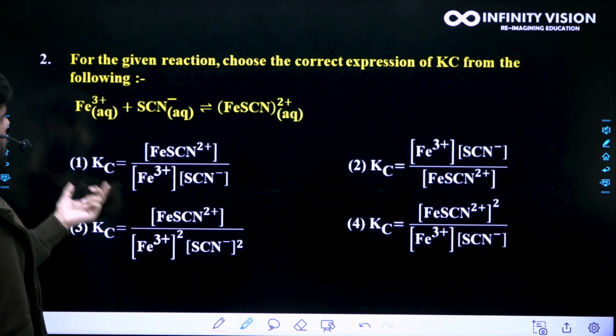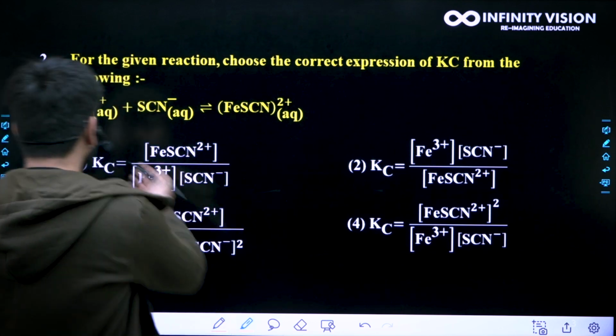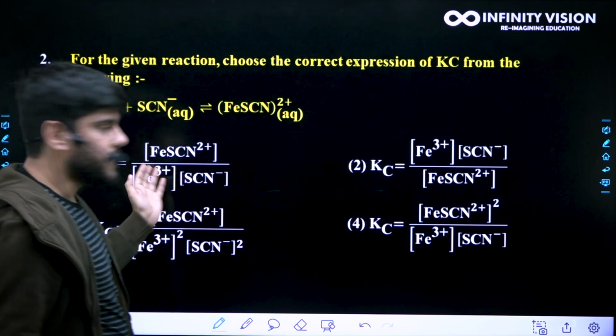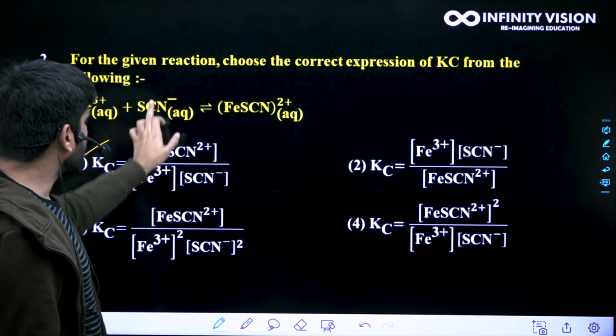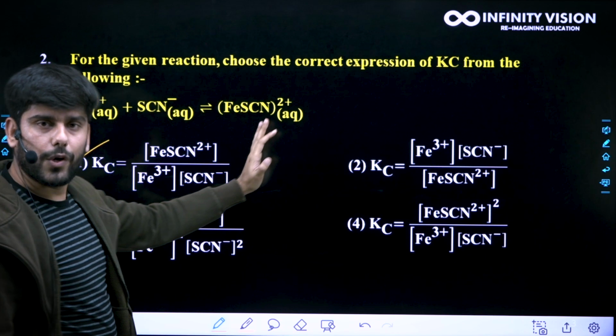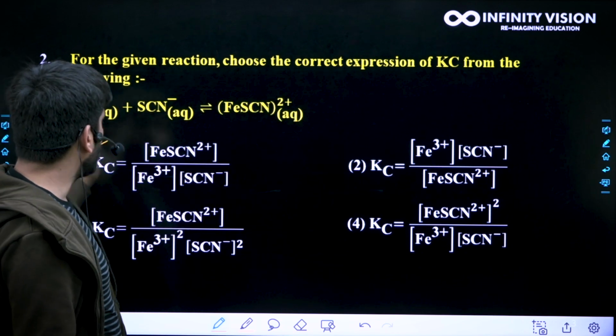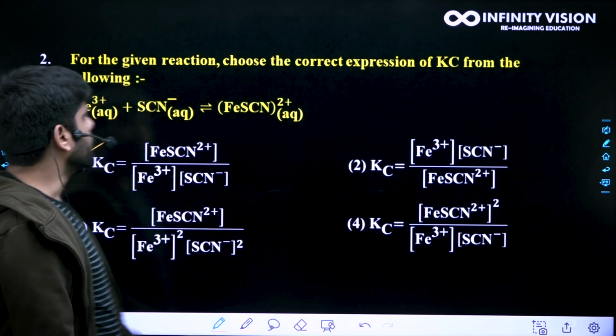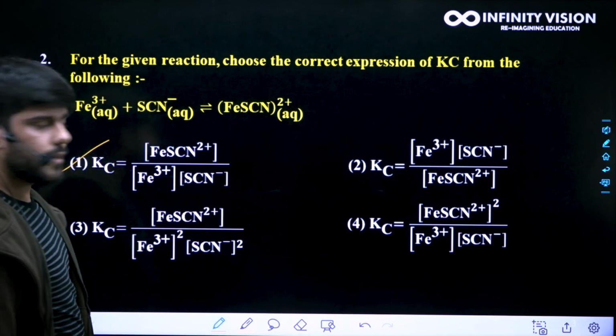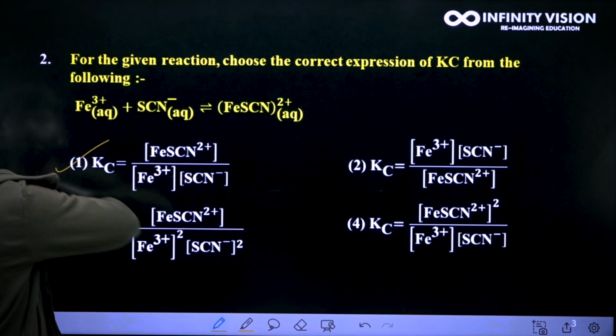Now, going by that, A is right, that this first option is the correct answer because it is the product concentration divided by the reactant concentrations and raised to their stoichiometric coefficients. Here the coefficients are 1, so A matches. I mean, A is the right answer to this question. I hope this is clear. Let us move to the next question.